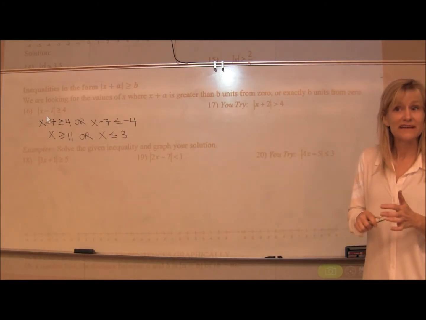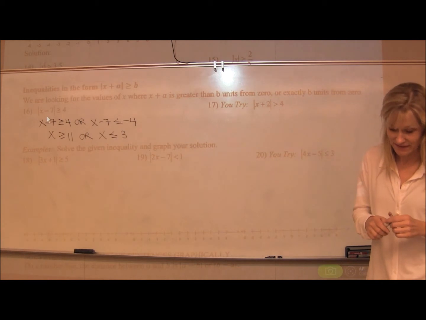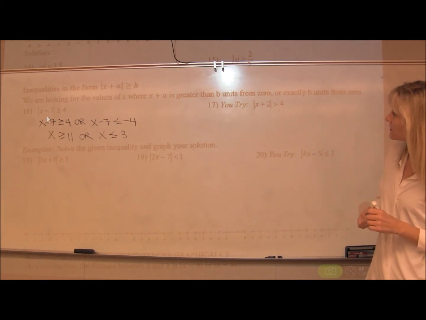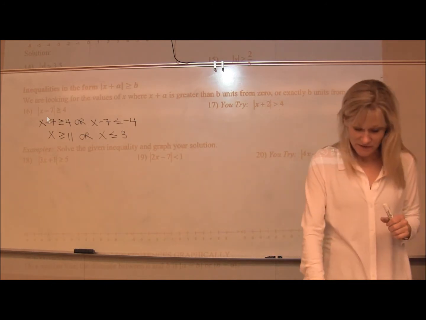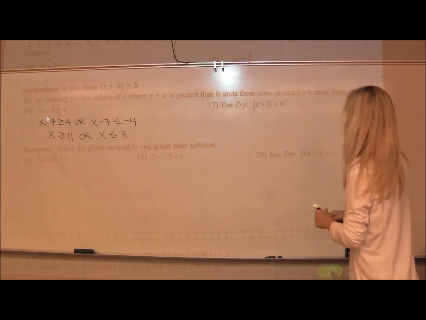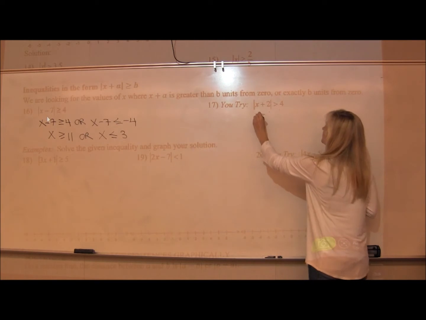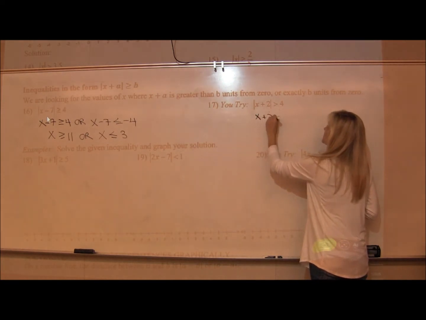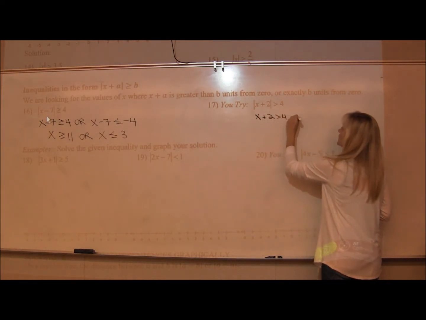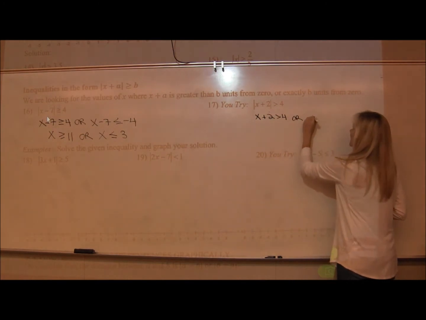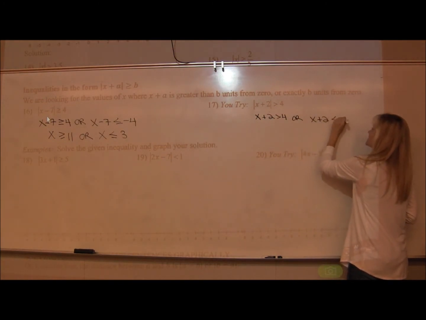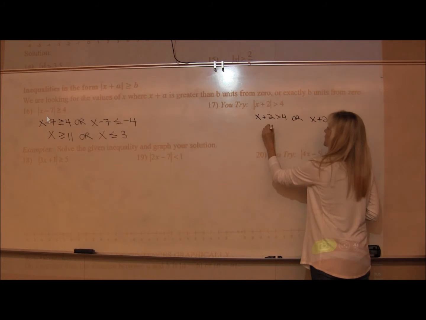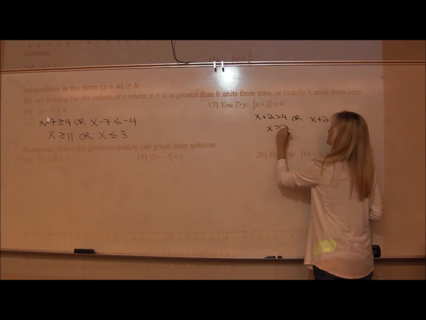Okay, anybody have an answer? Yeah, what you got, Rosanna? I have x is less than 2 and x is less than -6. Wait a second, you've got x is greater than 2. Thank you. Yes. So you have x plus 2 is greater than 4, or, remember that's an or, x plus 2 is less than -4.